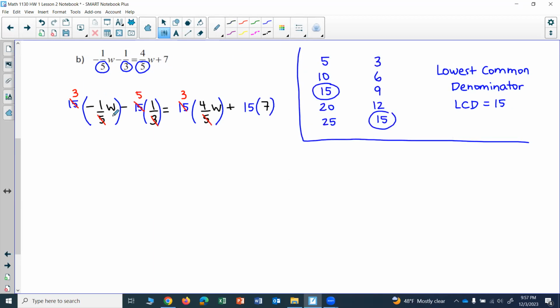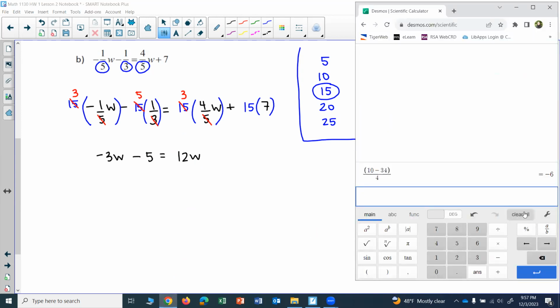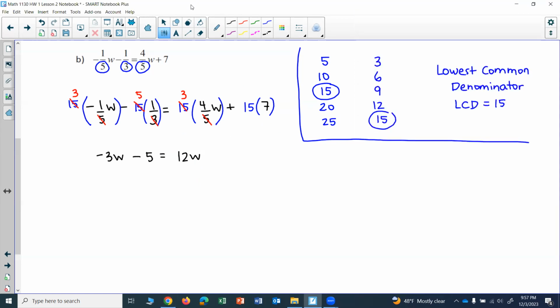So I have here 3 times negative 1, so negative 3w, minus 5 times 1, so minus 5, equals 3 times 4w, so 12w. And then plus 15 times 7. If you're not sure about 15 times 7, you can use the Desmos calculator. So 15 times 7 gives me 105. So I'll go ahead and do plus 105.